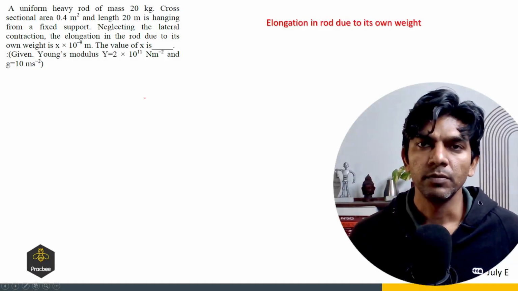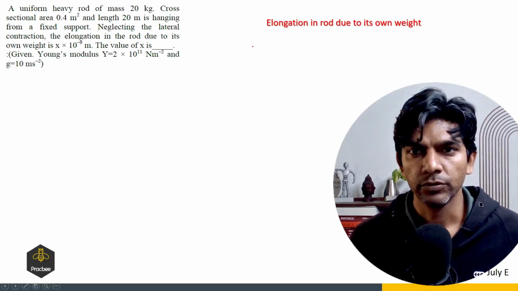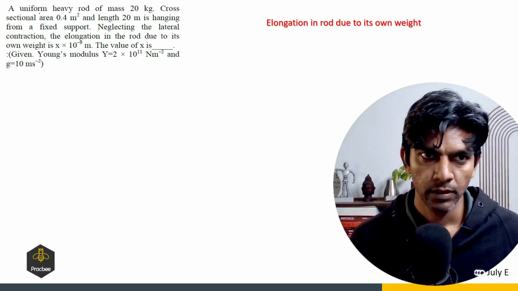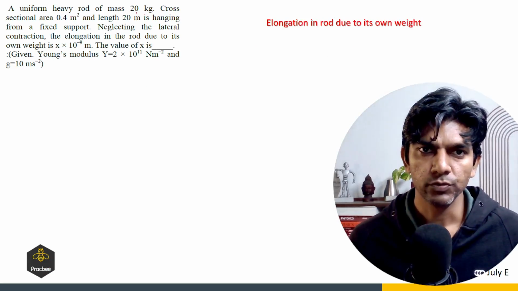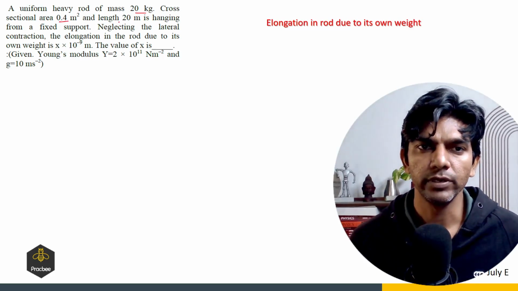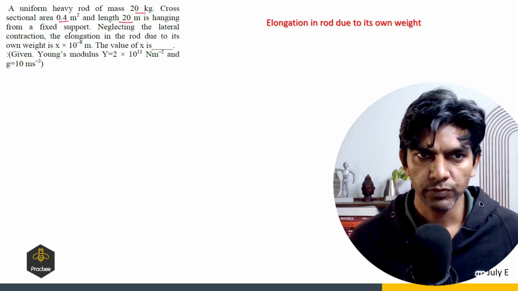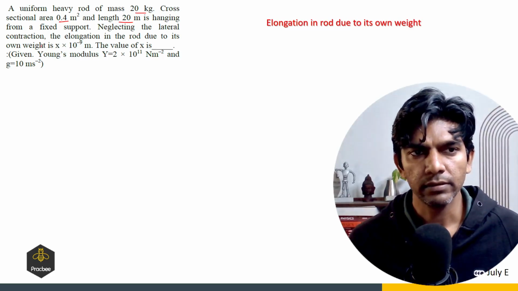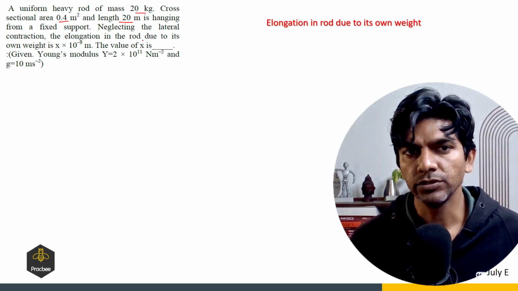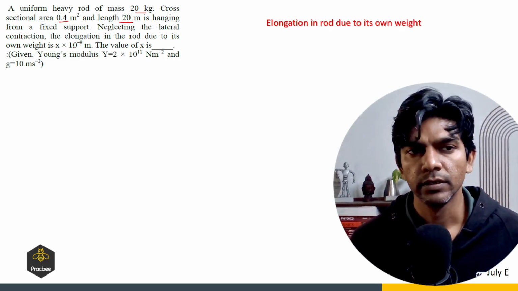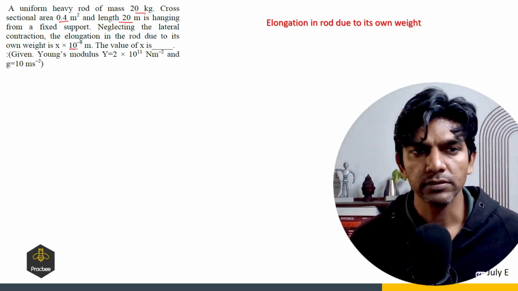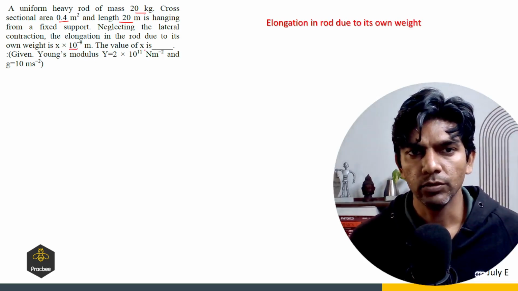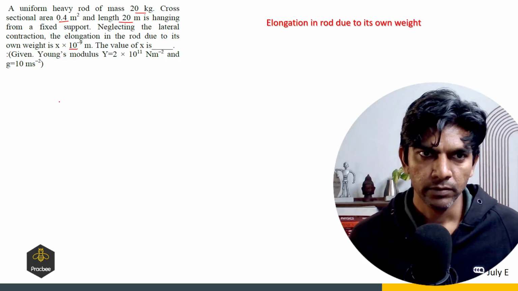Right, so the next problem type is based on the elongation of a rod due to its own weight. A uniform heavy rod of mass 20 kilograms, cross-sectional area 0.4 square meter and length 20 meter is hanging from a fixed support, neglecting the lateral contraction. The elongation in the rod due to its own weight is x into 10 raised to minus 9 meter. The value of x is?